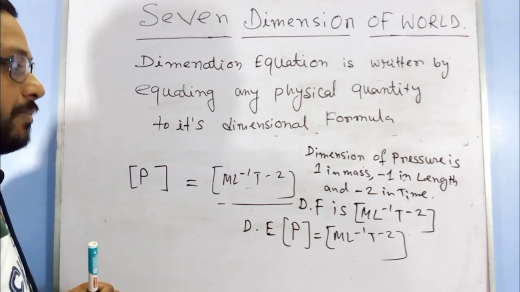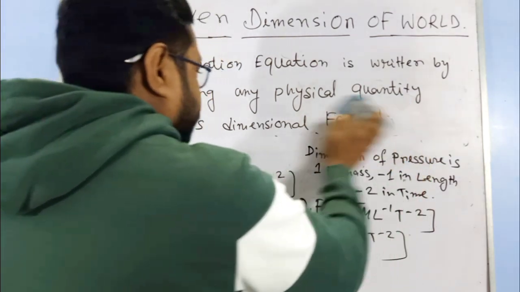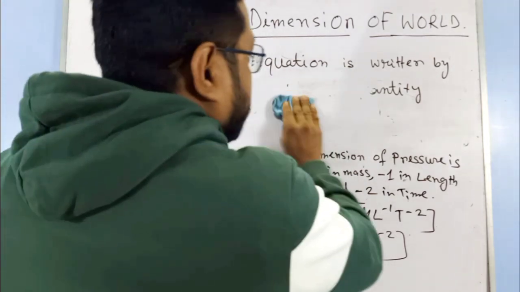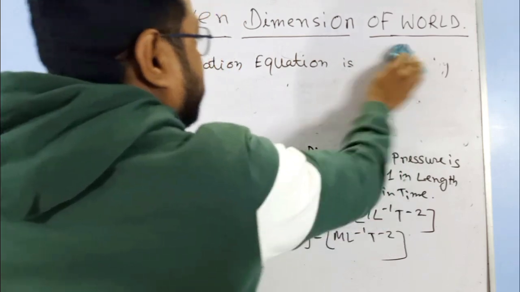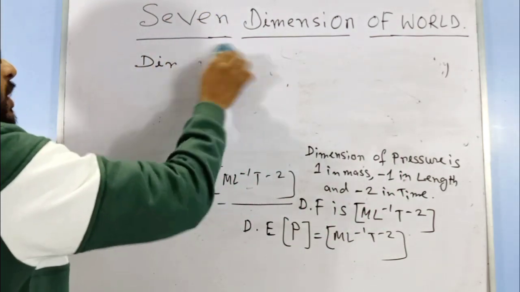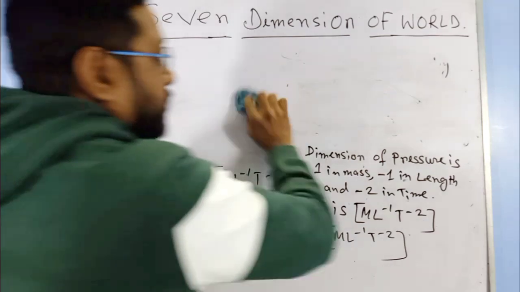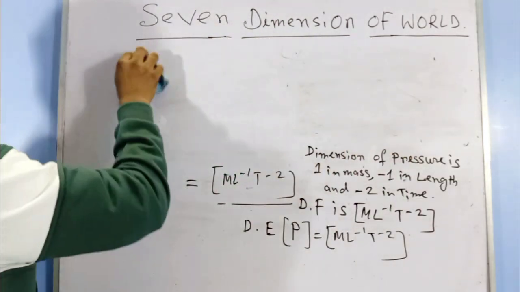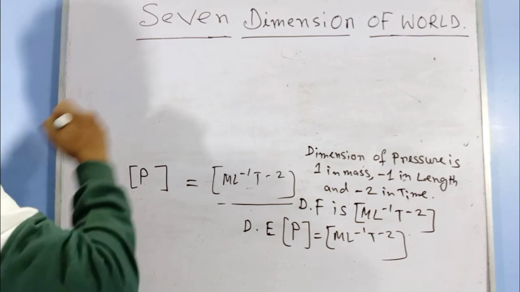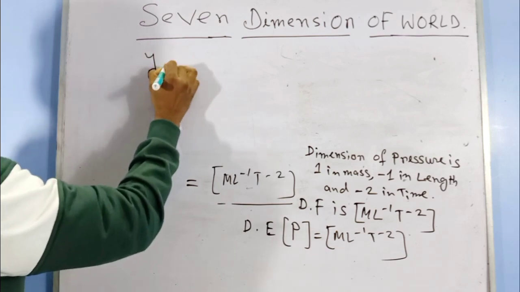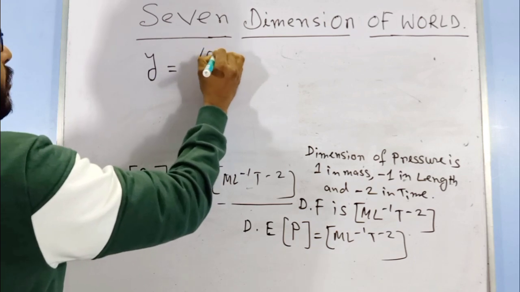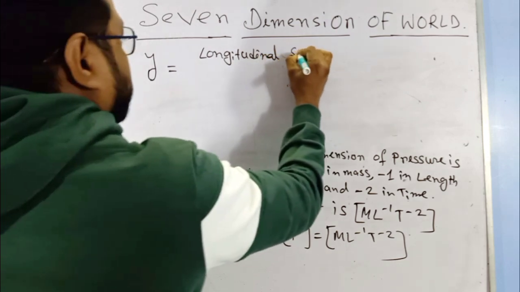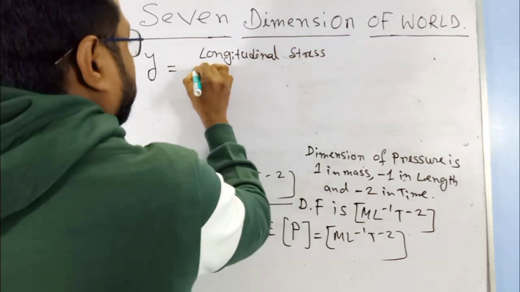Next we go with some examples for a clearer picture. Suppose we have to ask for the dimension of Young modulus. So we know that Young modulus Y is equal to longitudinal stress upon longitudinal strain.